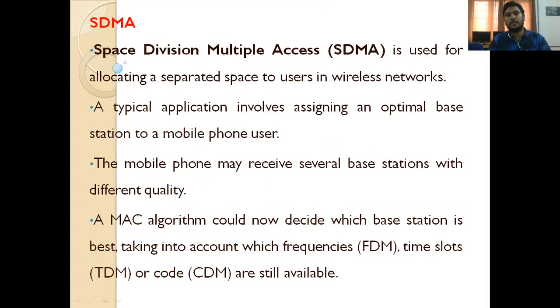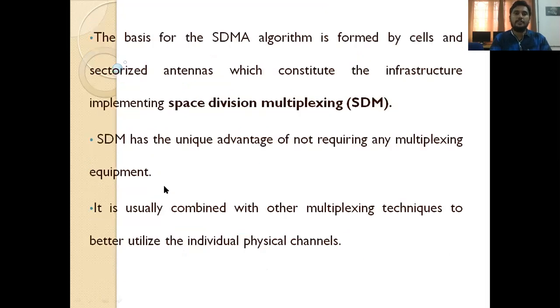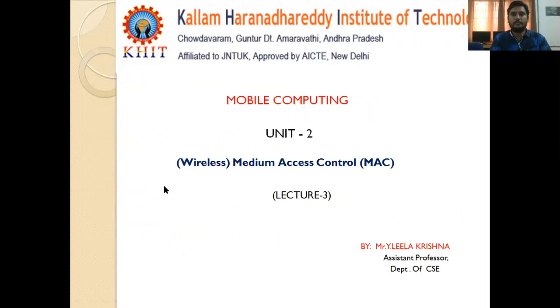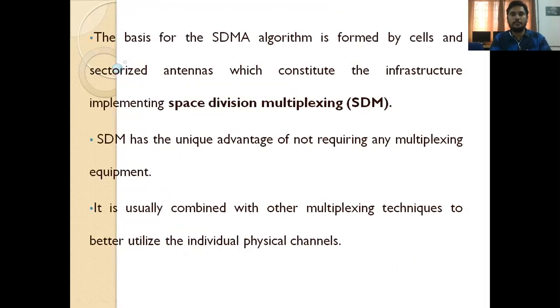Next, medium access, multiple access. Space division multiple access, SDMA. It is used for allocating separated space to the users, but it works in combination with either FDMA or TDMA or CDMA. So here the space is divided. This is the lecture number 2 we covered.